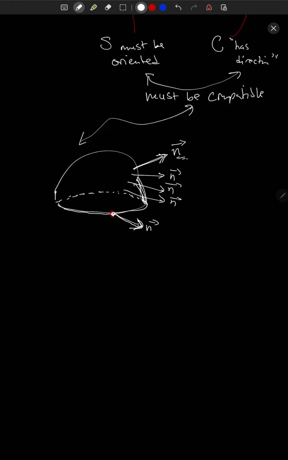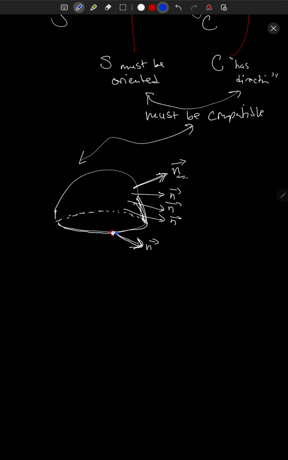And what I'm going to do now is I'm going to use the right hand rule. I'm going to put my hand so that my thumb points. I'm going to put my hand right there on my point of interest, so that my thumb points upwards. All right, so my thumb is like that.